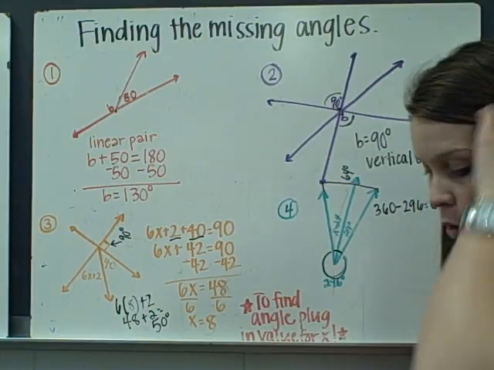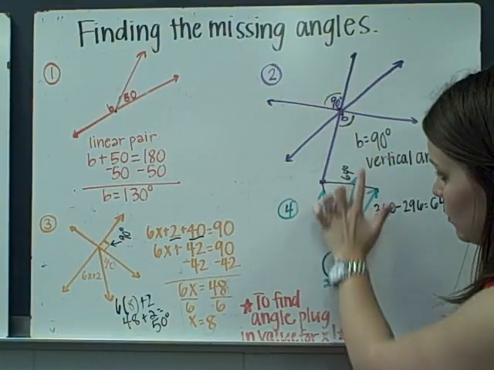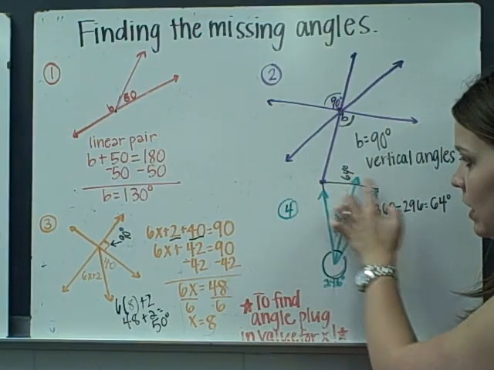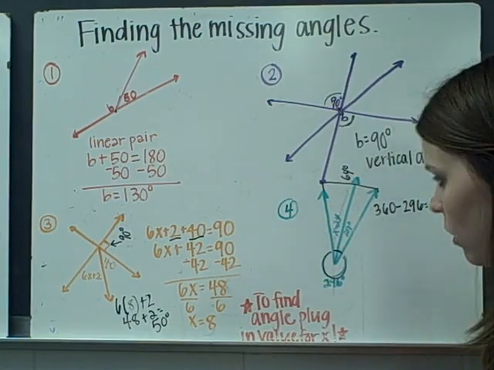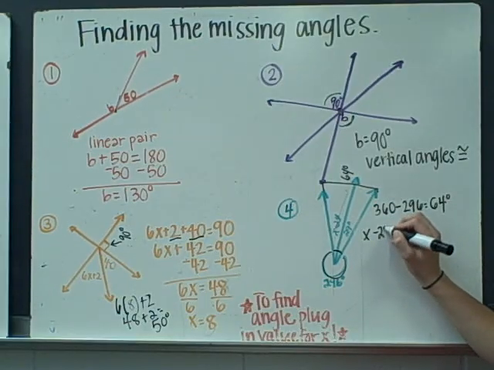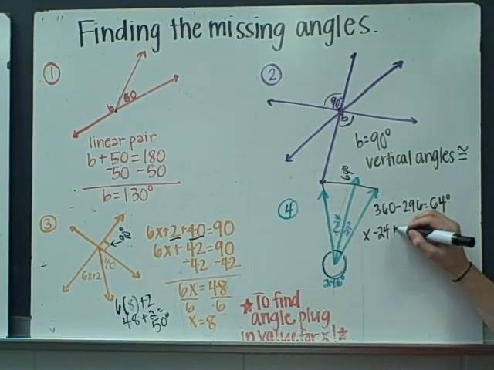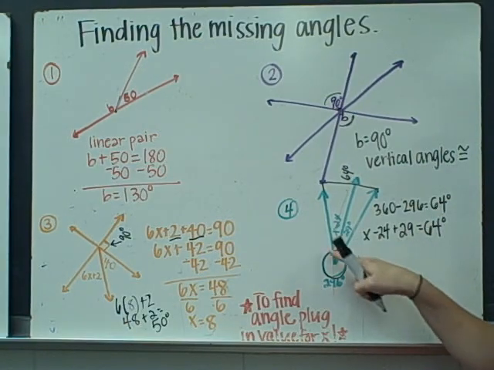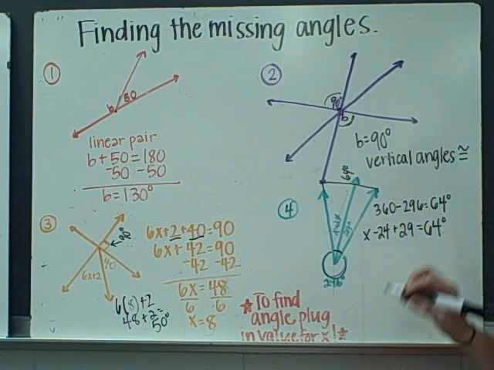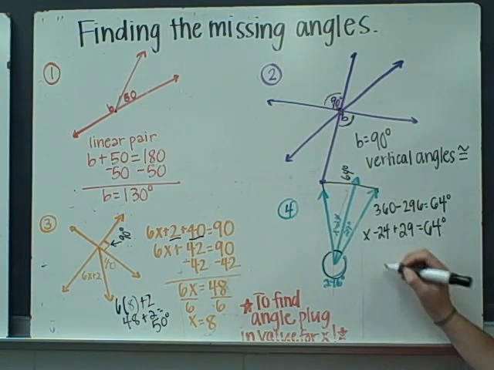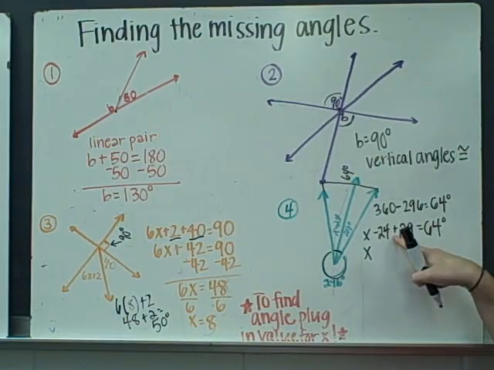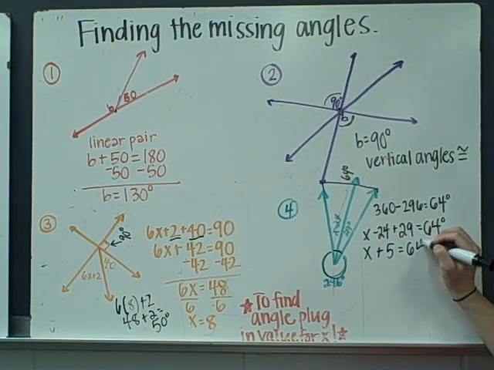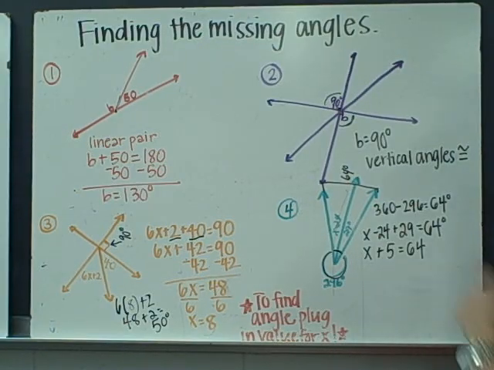Now we should know that this was cut in half, so these are adjacent angles. If we add these two angles together, we should get the entire angle of 64. So we have x minus 24, that's the first angle, plus the second angle of 29, which should equal the 64 degrees that was left over. Now you need to combine like terms. So we have x, negative 24 plus 29 is 5, which equals 64.